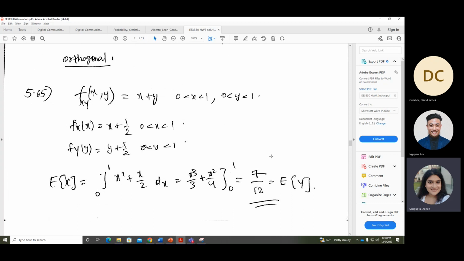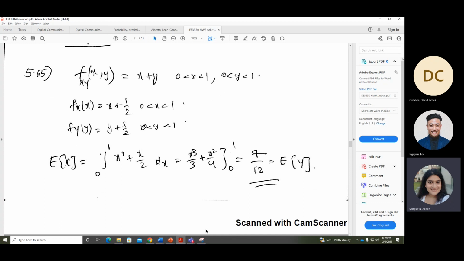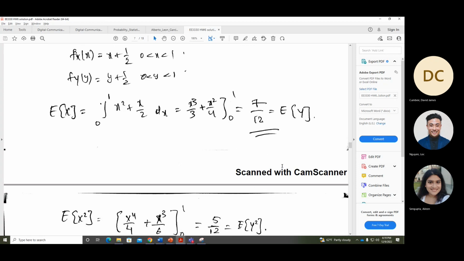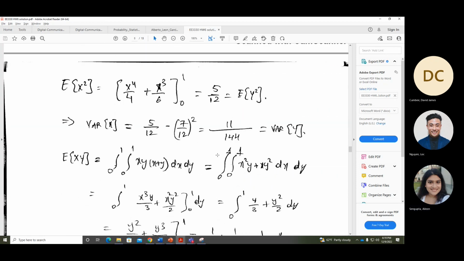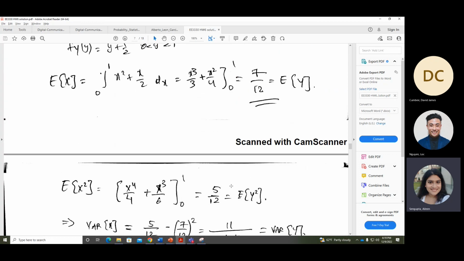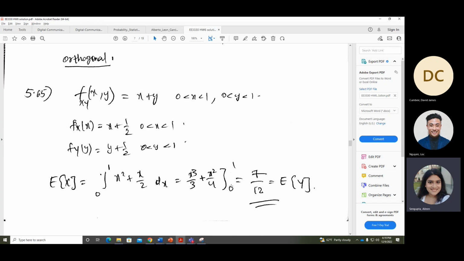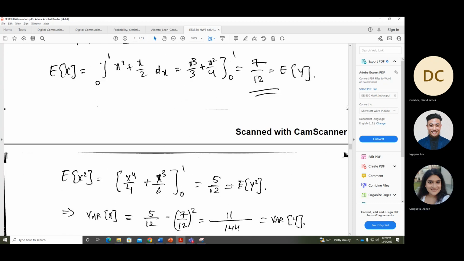Yes, so problem 5.65 might be important to you because you have to find E of X. So this is the expected value. After finding the expected value, you are also trying to calculate the variance, and then you're trying to find the collective distribution. This type of problem might be very important from your exam's perspective.